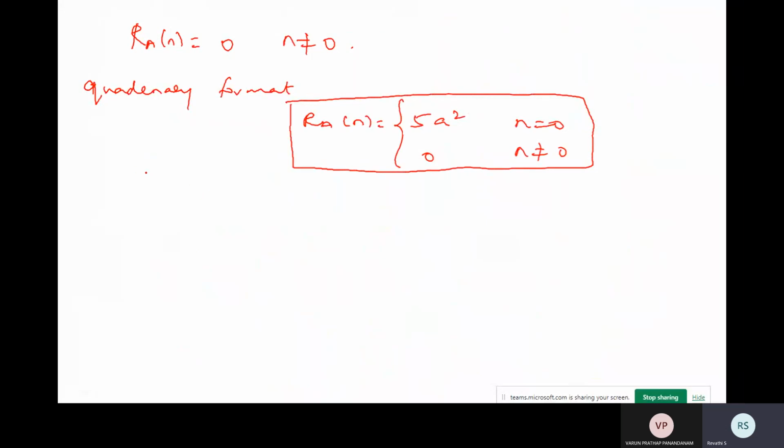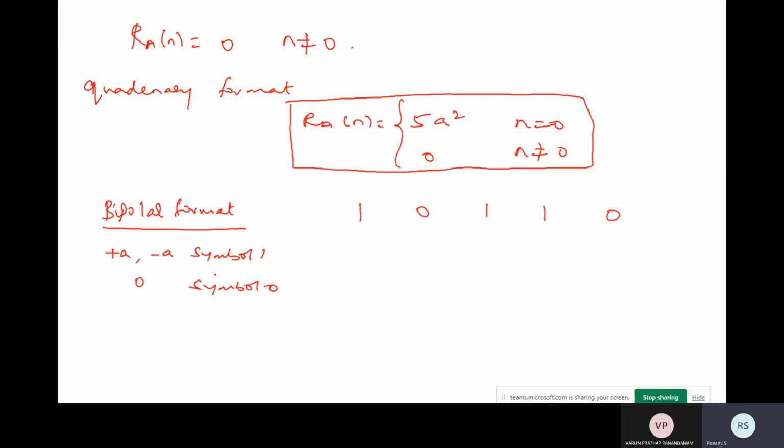Okay, so finally let us understand bipolar formatting. For bipolar formatting, you need to be very careful when you are drawing. Say for example, you have a sequence 1 1 0 like this. In bipolar formatting, for 0 you are representing it by 0 only, but the symbol 1 may be plus a or minus a, alternatingly. For symbol 0, it is 0 only. Okay, this is the AK for bipolar formatting.